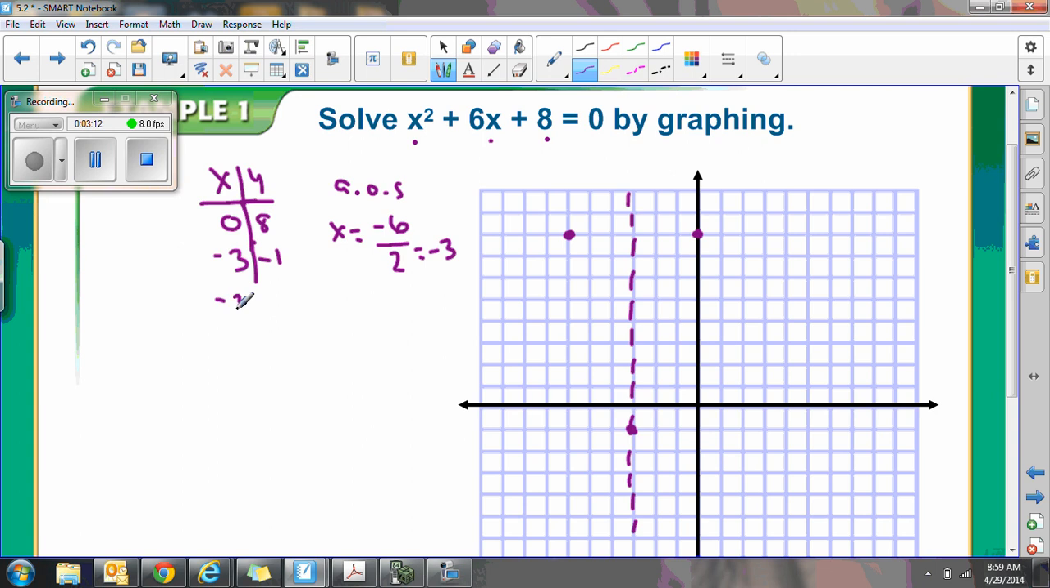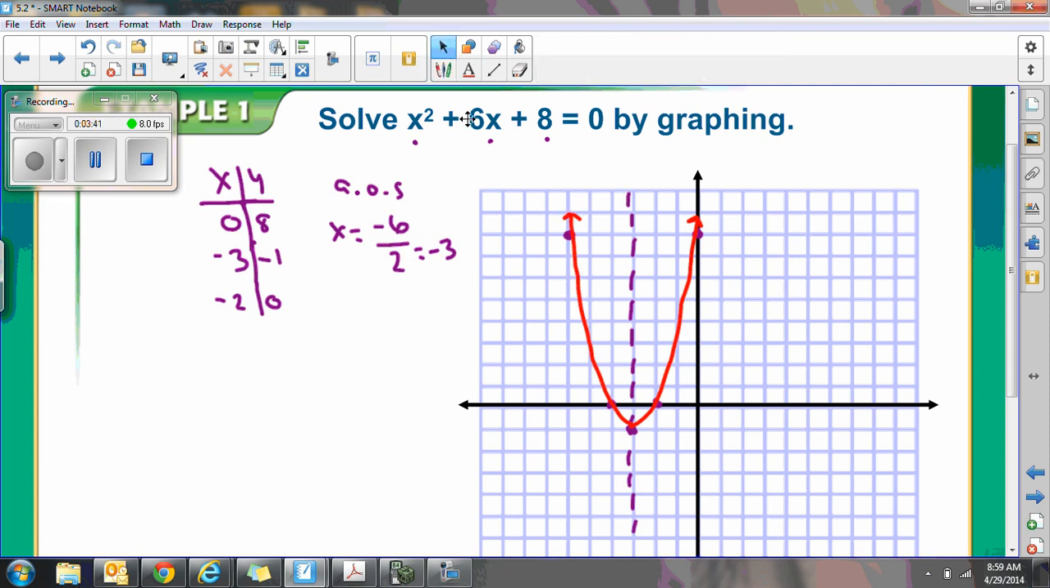Let's get a couple additional points here. Let's try negative 2. If I plug in negative 2, this will be 4, minus 12, which puts us at negative 8, plus 8, which gives me 0. So negative 2, 0, reflected over, gives me this point right here. Let's connect the dots and draw our graph of our parabola. So there it is right there. That's what we did last class.